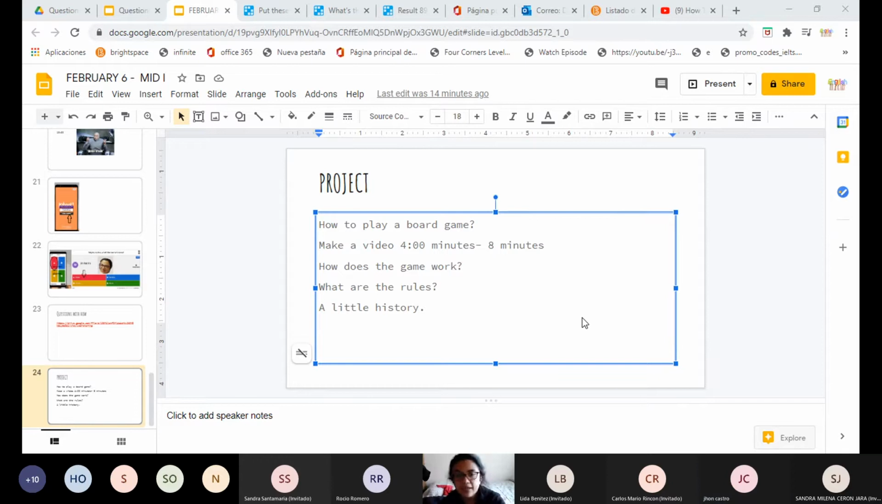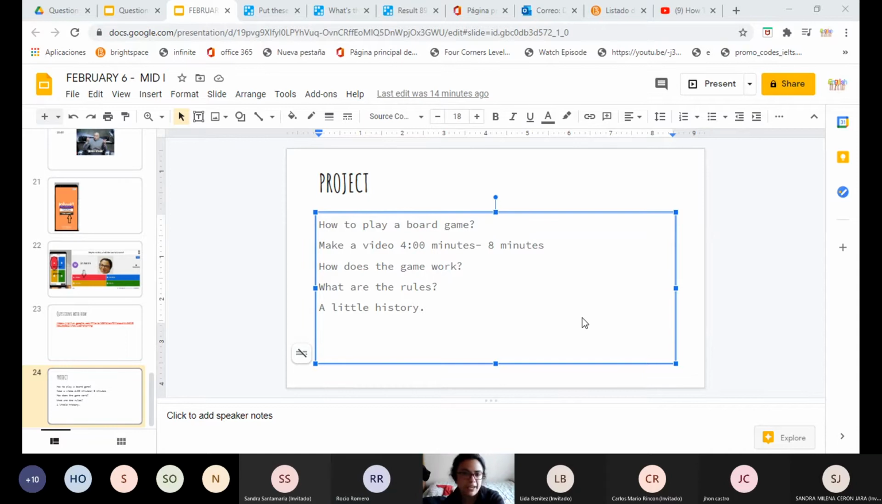Si llegase a pasar que hay alguna persona con otro compañero que tienen la misma idea y quieren trabajar el mismo juego, si es posible hacerlo a través de la virtualidad, sí. Pero no quiere decir que se tienen que reunir ni nada de eso, right? En eso sí hay que ser claros porque no es la idea, okay?